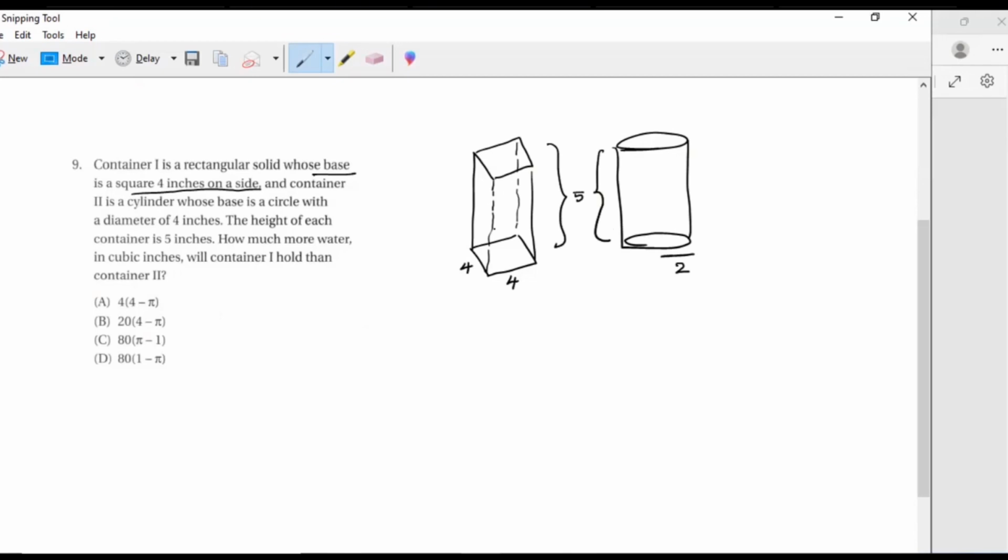How much more water in cubic inches? Whenever they are talking about cubic inches, what are they talking about? Surface area or the volume? Volume. How much more water in cubic inches will container 1 hold than container 2? Correct?